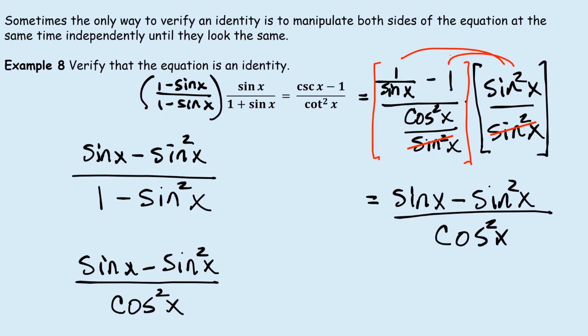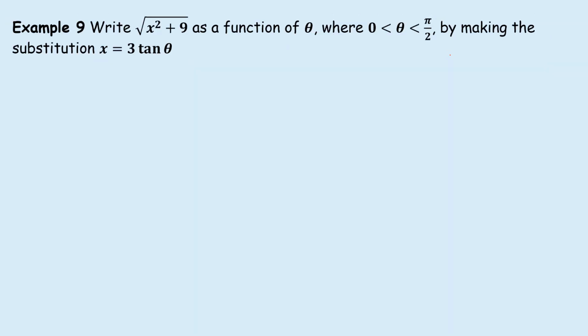You didn't have to do this problem this way, but sometimes it's easier if you see where you're going to just work with both sides of the equation and get them to look the same. Usually, most of the time, you're going to start with the left side and manipulate it until it looks like the right side. But sometimes you can get the two sides to look alike by changing both sides.